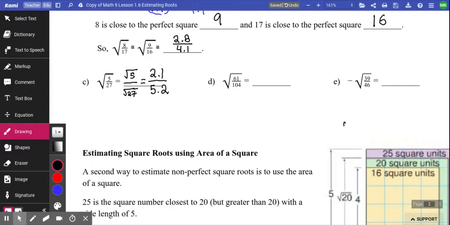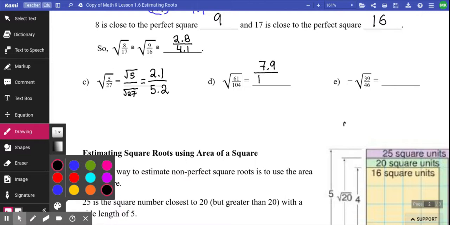For D, we would do the same thing, split into 2. Anybody want to offer up their answer as a fraction? Joey. 7.9 on the top? 10.2 on the bottom. I like it. You got 7.9 because the square root of 61 is getting really close to 64. The square root of 64 is 8. So therefore, my root of it should be really close to 8. Same thing with 104. 104 is a bit more than 100. Therefore, the square root of 104 should be a bit more than the square root of 100, which is 10. That's where I got 10.2. Okay.